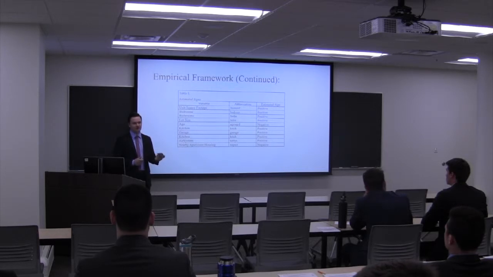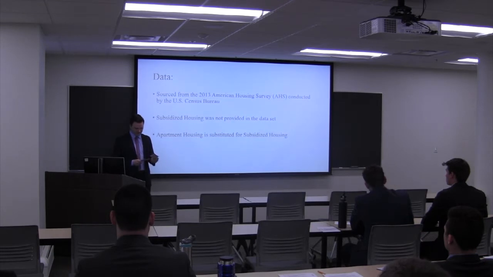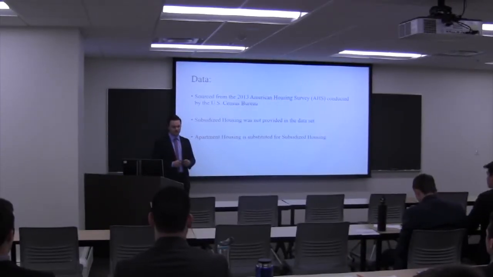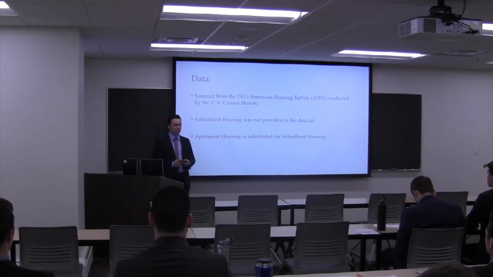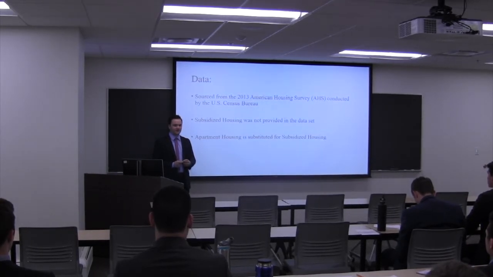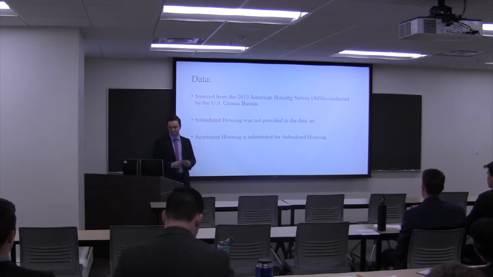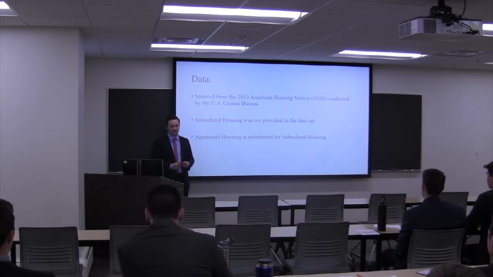Like I said, nearby apartment housing is substituted for subsidized housing because it was not provided in the data set. My data comes from the 2013 American Housing Survey conducted by the U.S. Census Bureau. Initially, there were over 40,000 observations for my data set. I eliminated over 31,000 due to not providing the home value or whether or not they were located nearby to apartment housing. And as I stated before, subsidized housing was not provided in the data set, so I had to substitute apartment housing.